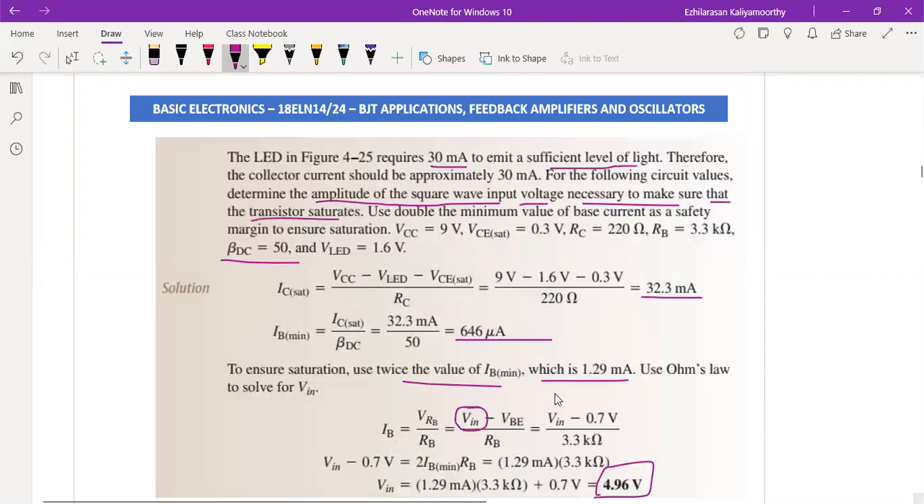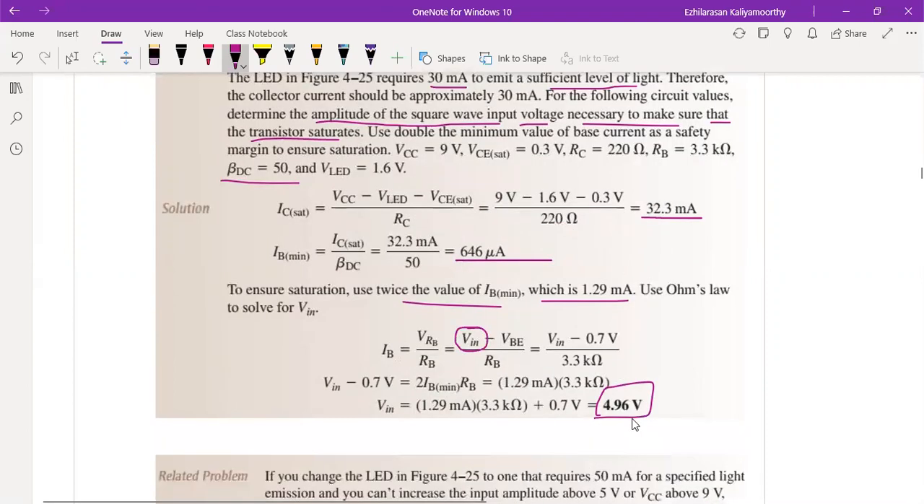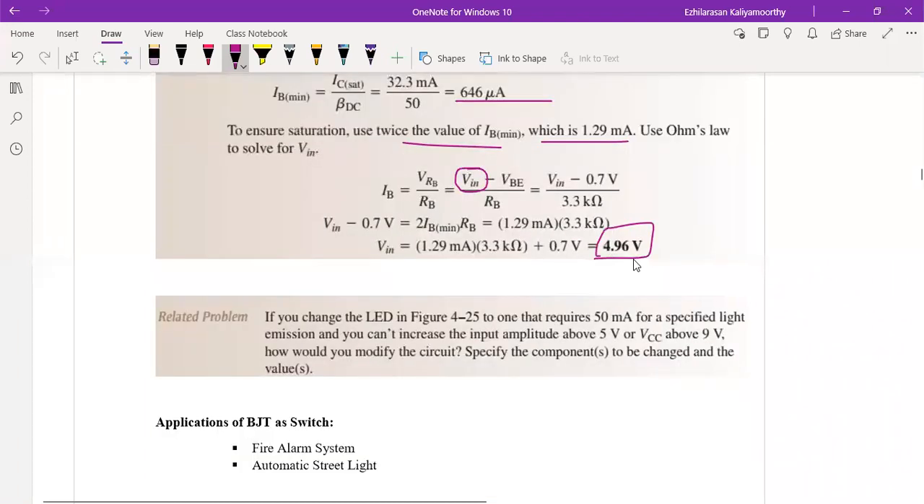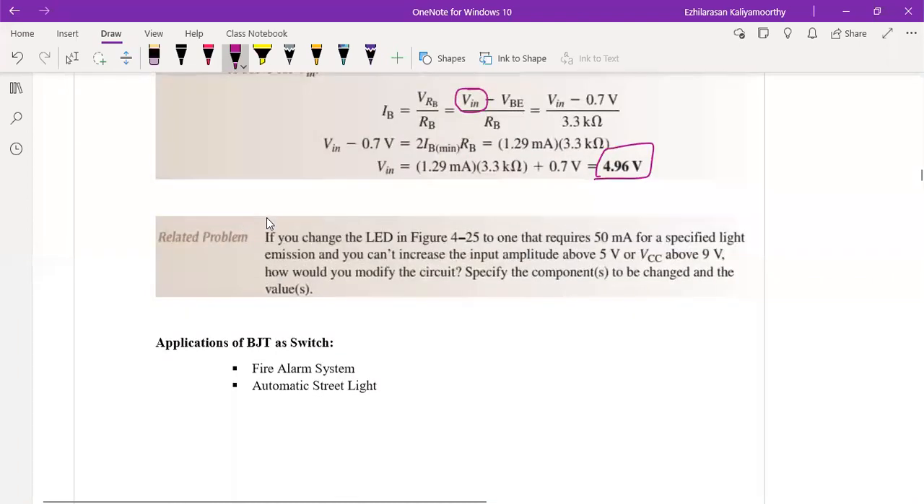If I apply 4.96 volts input voltage, then I will get sufficient light, in the sense it requires 30 milliampere. At the same time, the collector current will be approximately 30 milliampere at the output. So with the help of input 4.96 volts. So this is one more related problem. Just try to solve this problem, the same method only.